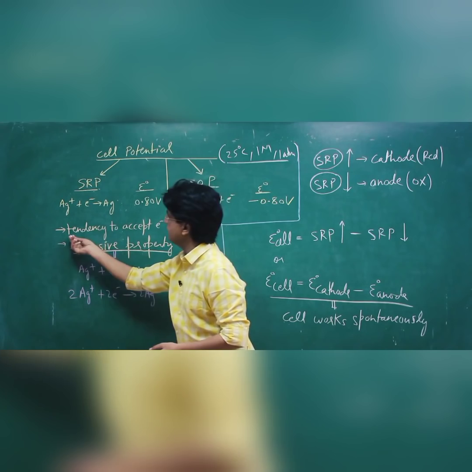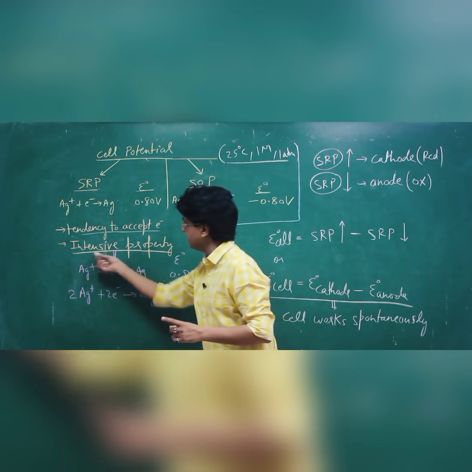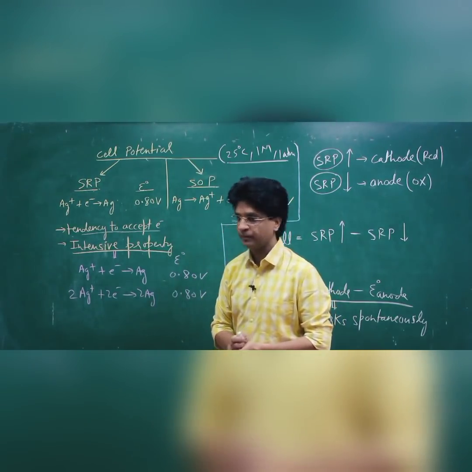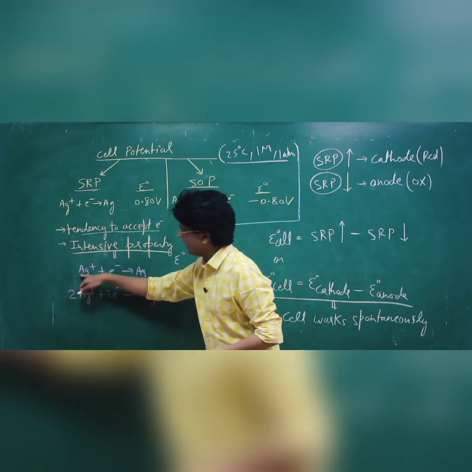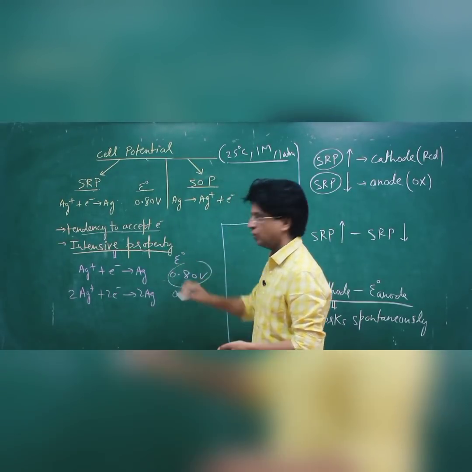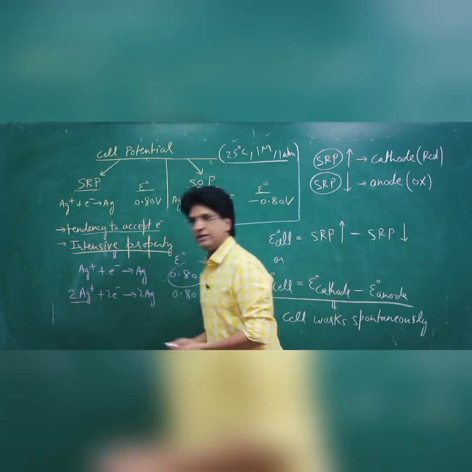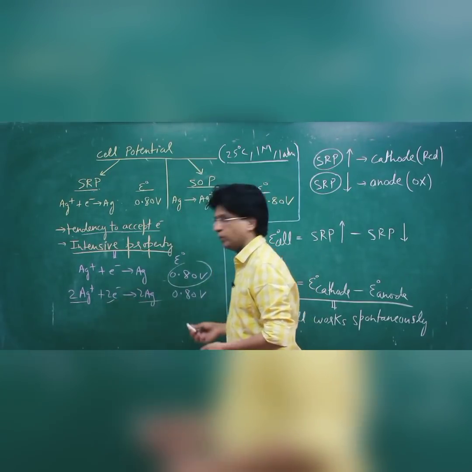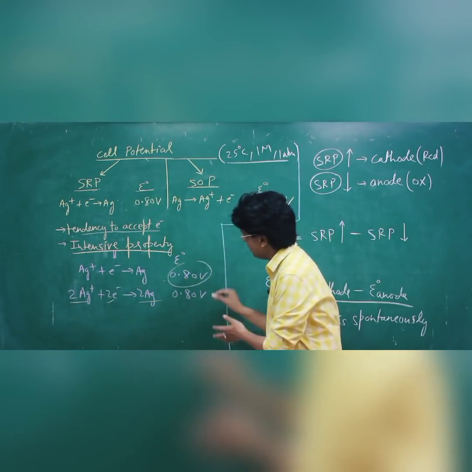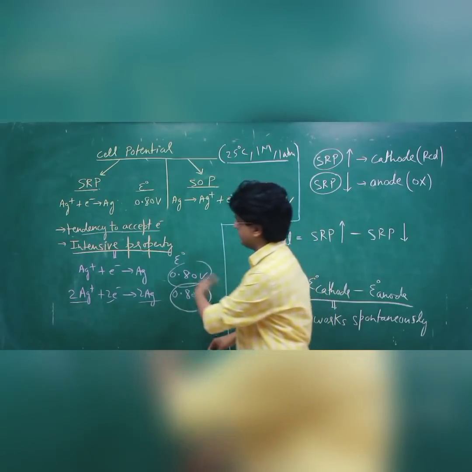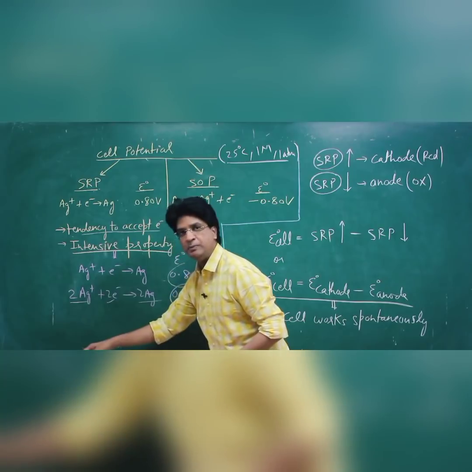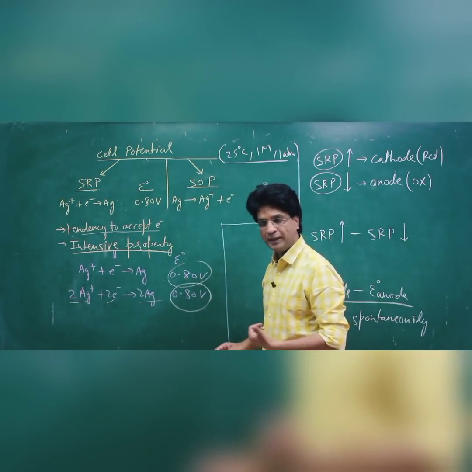Now, SRP is tendency to accept electrons. It is an intensive property. What do you mean by intensive property? Any property which is independent of the size of the system. So if we have 1 Ag plus accepting an electron and giving you Ag, I'll have the E naught as 0.80 volt. But if I have 2 moles of Ag plus accepting 2 electrons and giving 2 Ag, in a sense I am multiplying the first equation by 2. I will not be multiplying the E naught value by 2 because it is an intensive property. It does not depend on the size of the system. Whether this is 10 Ag plus, 15 Ag plus, it will remain 0.80 volt. Is that clear?